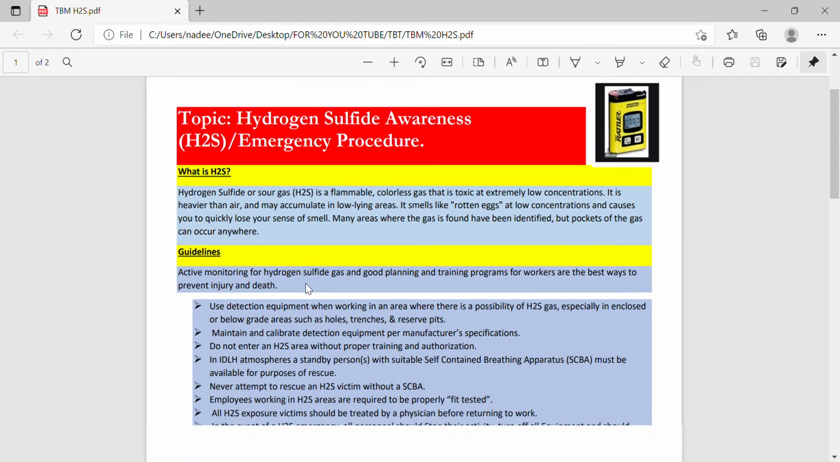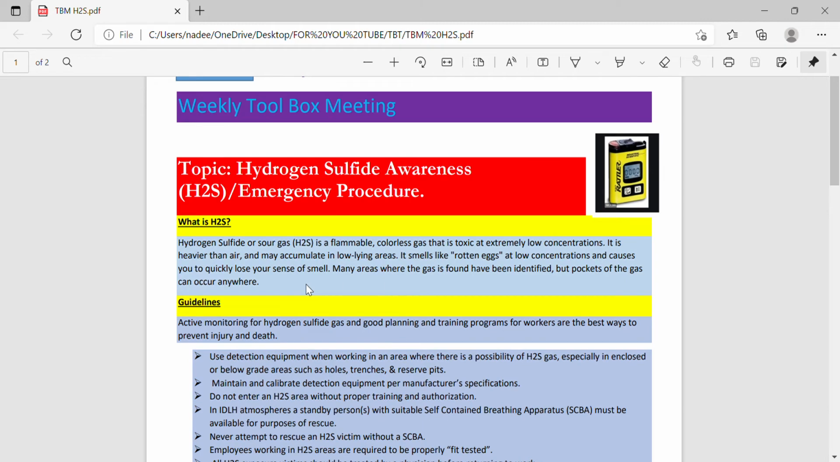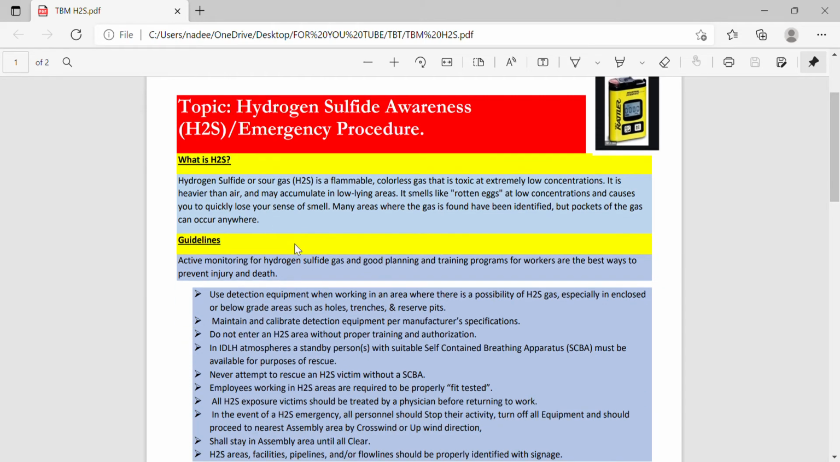So you can print it also whenever you are going to deliver the TBM. You can print it, and you can keep this paper in hand, and you can change it as per your company CSM requirement also. So this is just a brief example I am giving here.